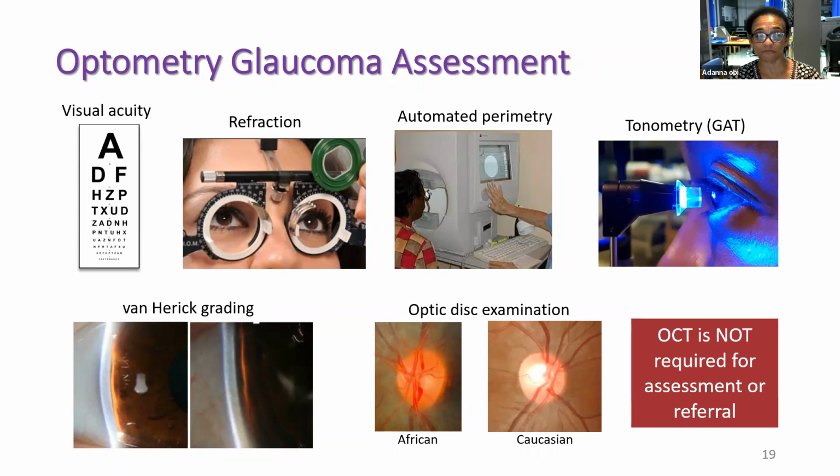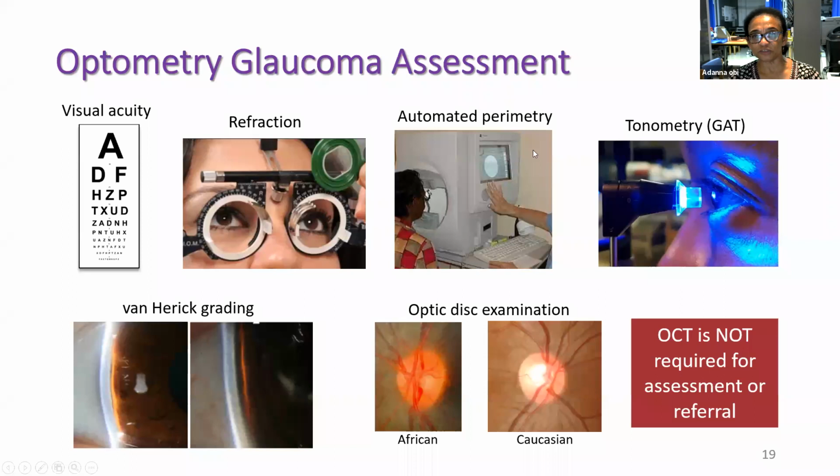patient is really helpful. So if you have a hypermetrope, they're more likely to have angle closure than open angles. If they're myopic, they're more likely to have open angle than angle closure, and they're again more likely to have pigment dispersion. So refraction is really helpful, and when you're referring someone to the hospital, we really like to know what their refractive status is.